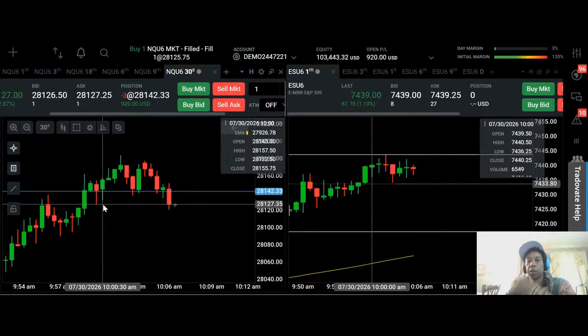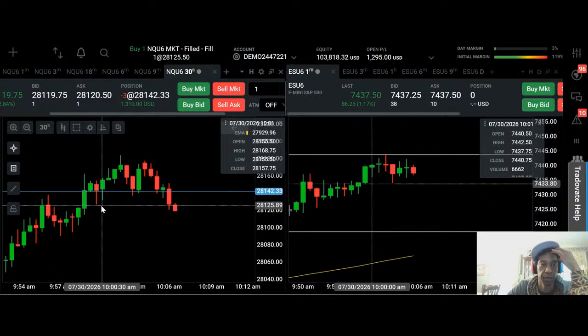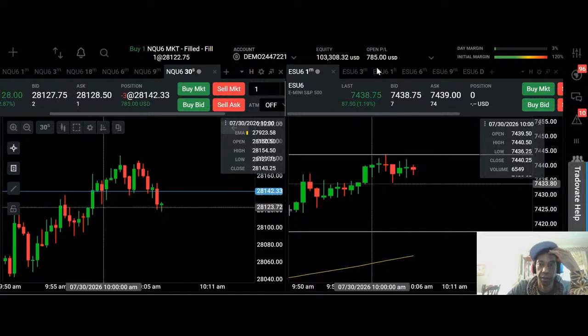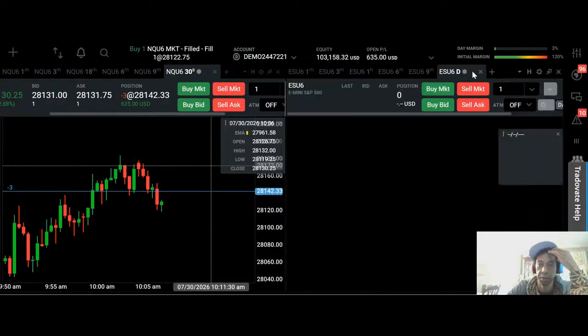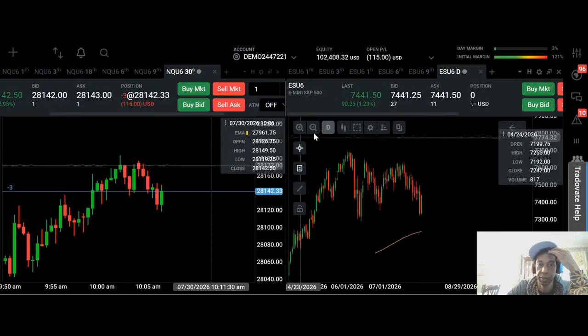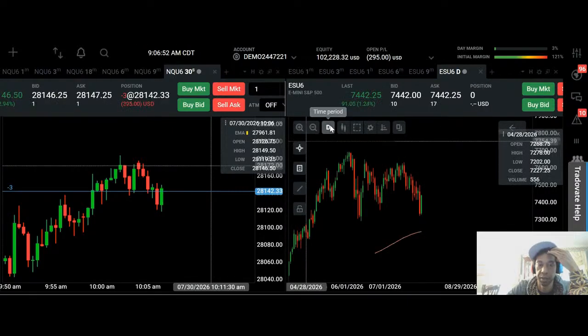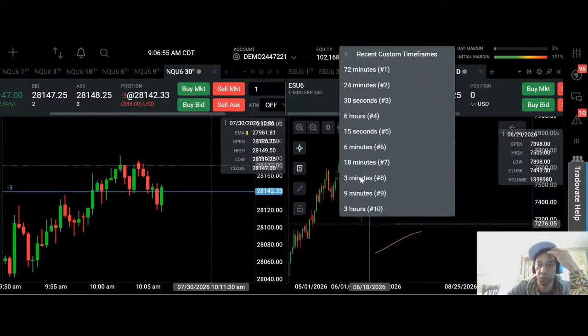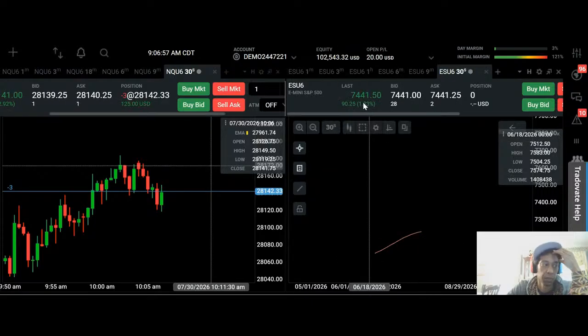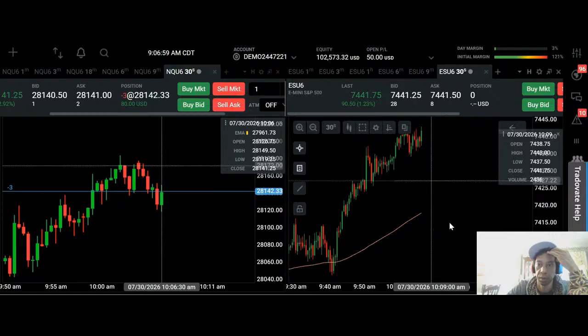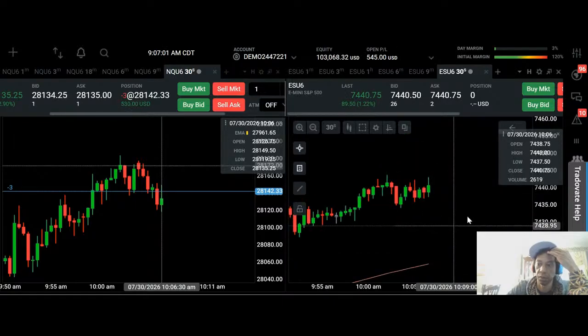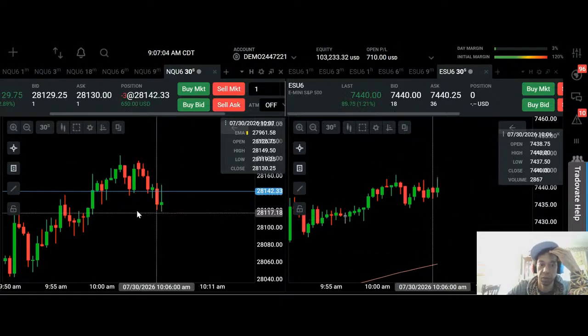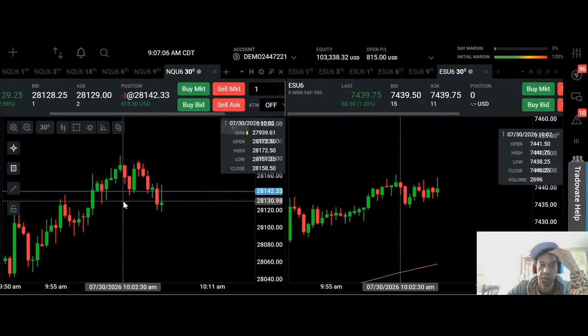All right, so here's what I'm looking for. I'm looking for a retracement back up into this candle on the 30-second. Let me go over to the 30-second over here, because I should be using the 30-second to gauge this trade. It is 10:07.